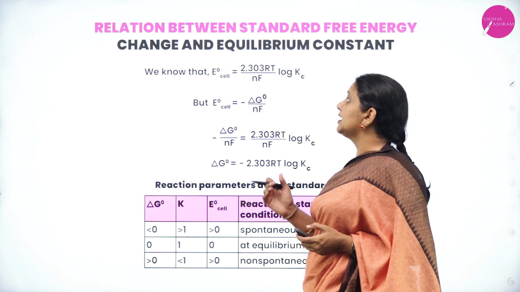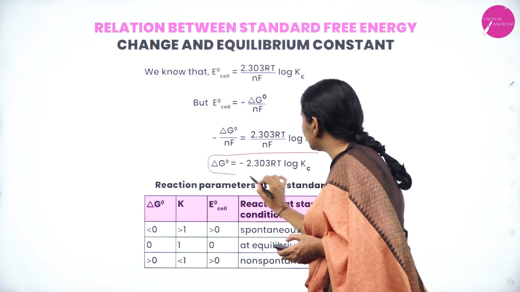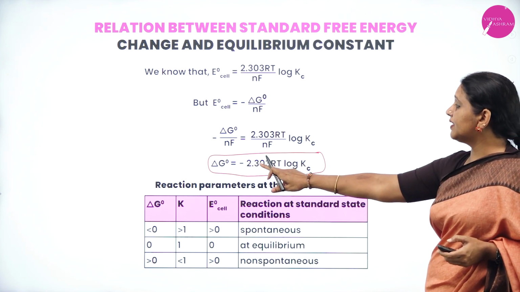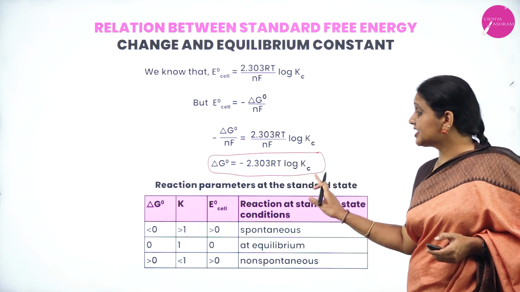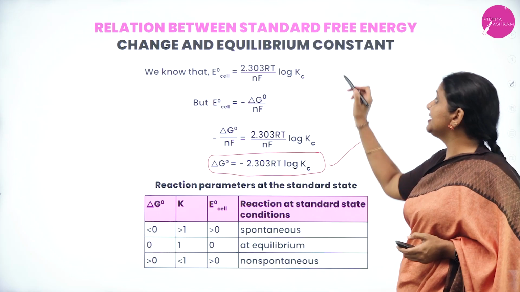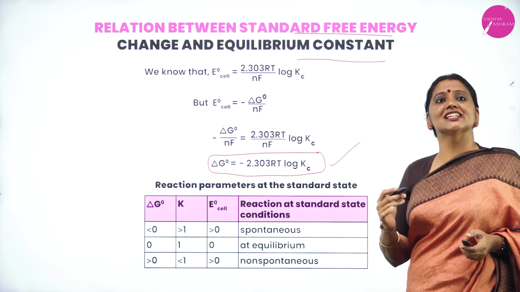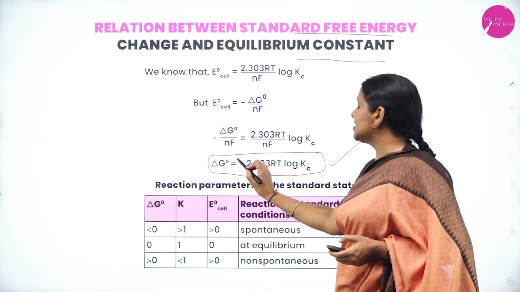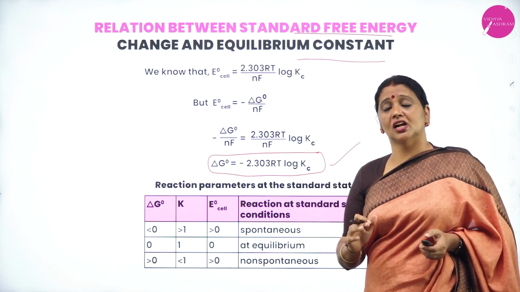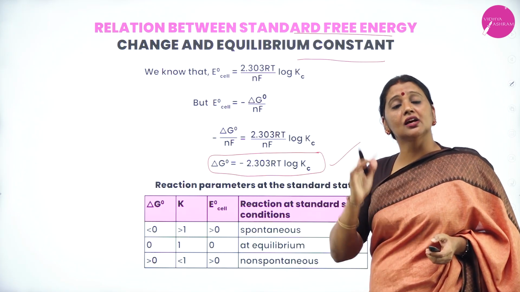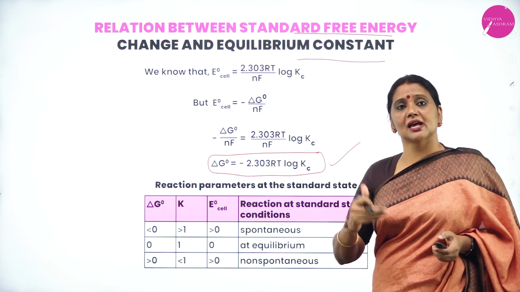Next, the relationship between standard free energy and equilibrium constant. The standard free energy change and equilibrium constant are related by delta G naught is equal to minus 2.303 RT log Kc. From the delta G naught value as well as from the K value and E naught cell, you can decide whether the reactions are spontaneous, non-spontaneous, or the reaction has established equilibrium.